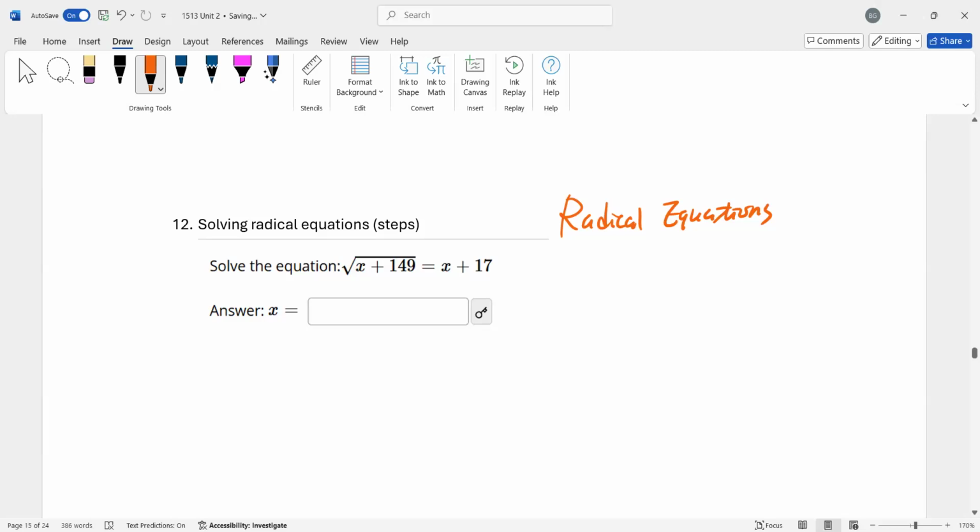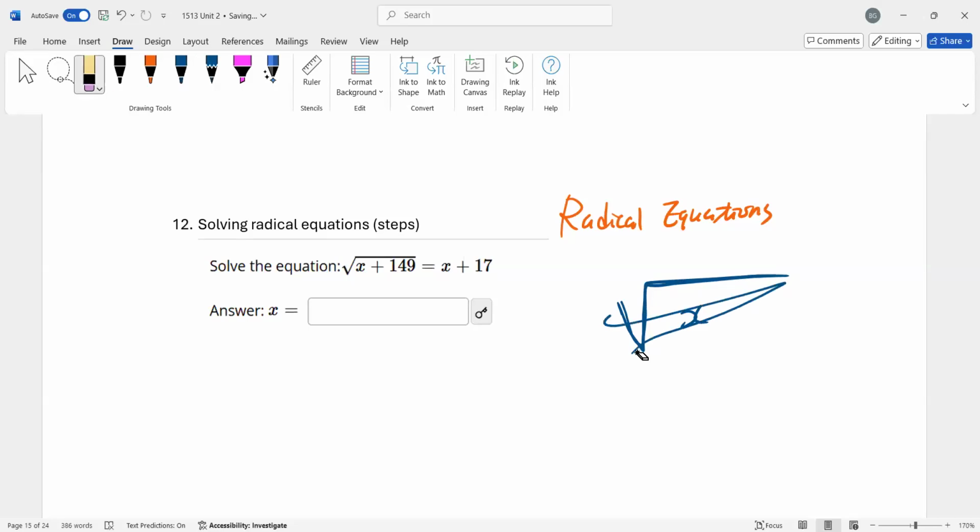You have to have a variable x in the radicand of the radical. In other words, you have a variable x under the radical symbol. So this is the radical symbol, right? You need to have x appear under the radical symbol.